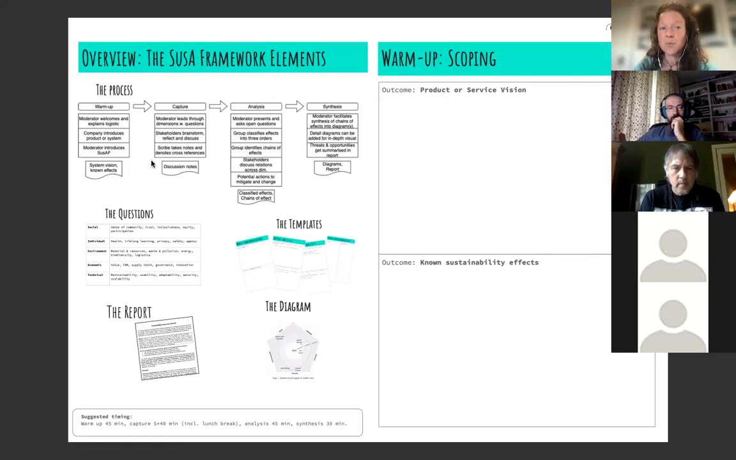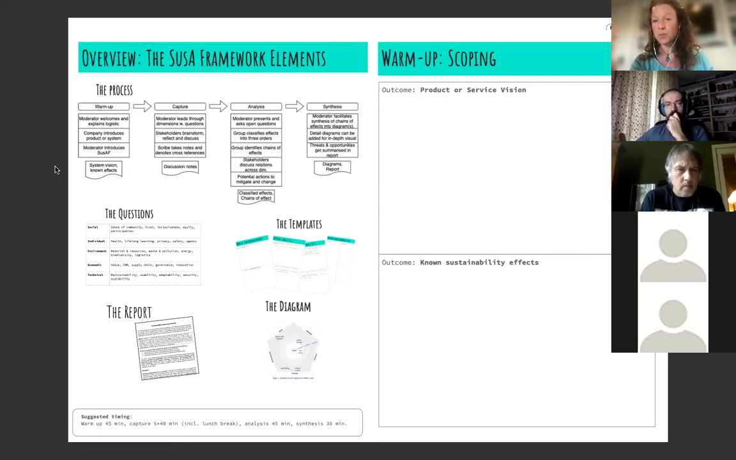And the process for this entire thing is circled around there as a warm-up phase where we familiarize ourselves with how this is going to work. That's what we're doing right now. And that includes that scoping on the right-hand side, where we choose a system that we're working on.